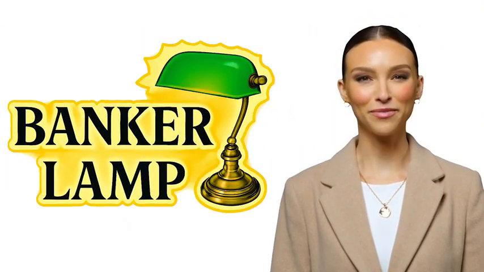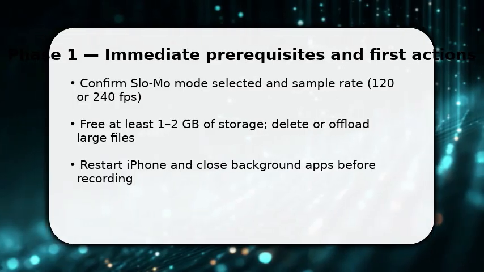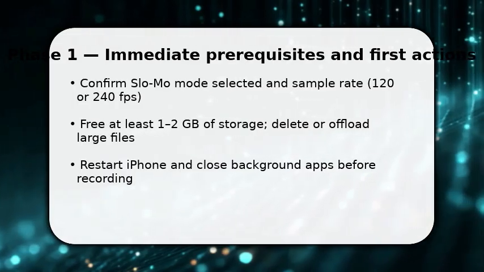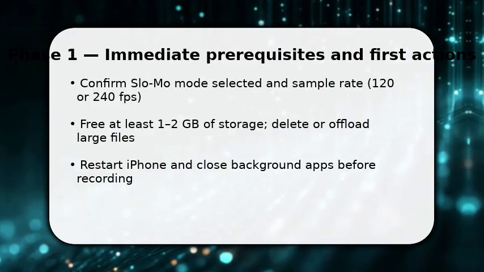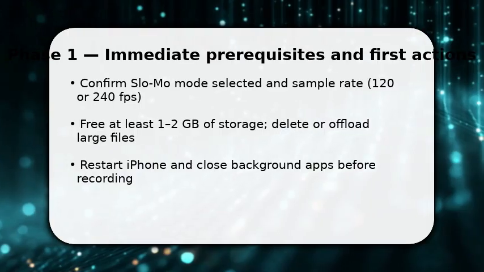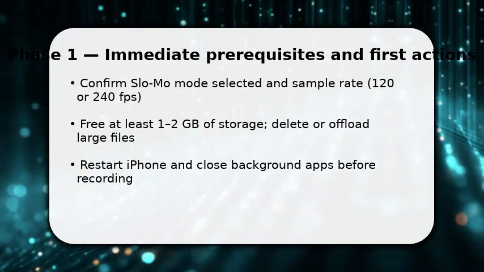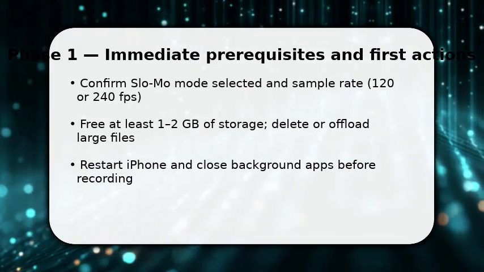Please enjoy the video. You start by verifying the slow-mo settings and the phone state. Open camera, tap slow-mo, and confirm 120 or 240 FPS. The higher rate uses more space. Once done, free 12 GB, delete videos or offload apps because low storage causes dropped frames.